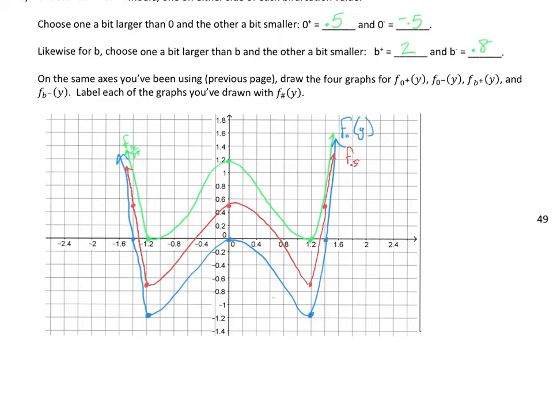All right, let's see, black. We'll do f sub negative 0.5. So I'm going to take the blue graph and shift it down by 0.5. Every point goes down by 0.5. It's going to be about there.